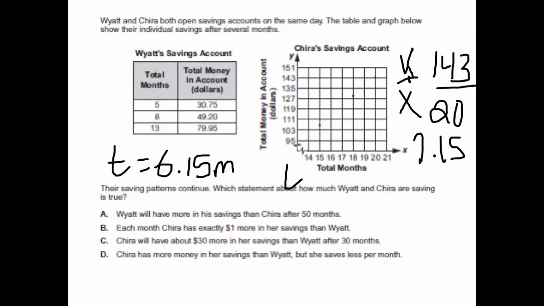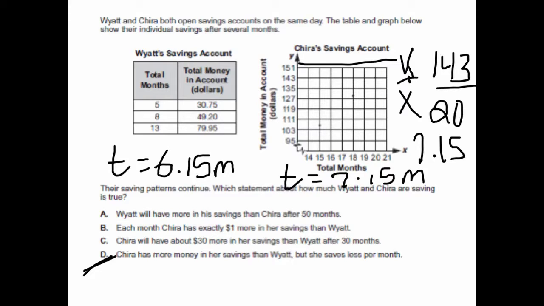So Kira's equation is T equals, total money in account equals $7.15 M. Now I can start to compare these. Kira has more money in her savings than Wyatt, but she saves less per month. Well, I immediately know that that is not true because Kira is saving $7.15 while Wyatt is only saving $6.15. So she's not saving less per month. I can go ahead and X out answer choice D.